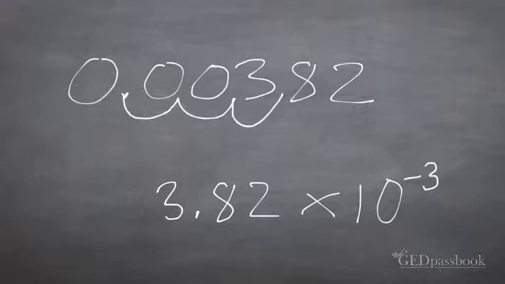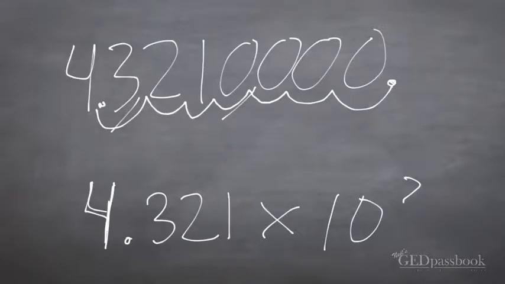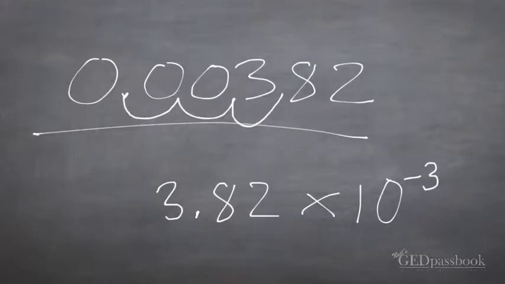Because it's a decimal number. If we notice here before, this was a whole number, right? It was 43 million. Here it's 0.00382. So yes, that's a good note to take. Why do we go negative here? Because it's a decimal number. It's 0.00382.